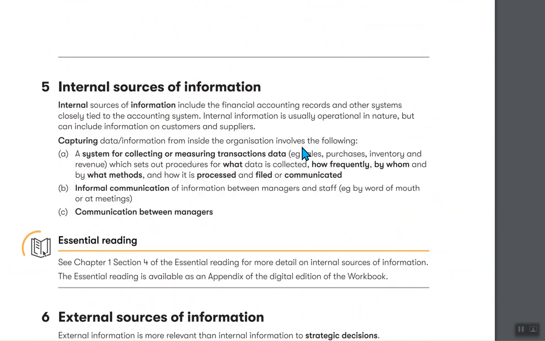Okay, internal source of information, remember, is information that we gather from within the organization. They could be primary or secondary information. Remember, primary information is something that is obtained for the first time, first-hand information, and secondary information is second-hand information. This information could be gathered from our accounting system, our website, from the management information system, so within the organization.